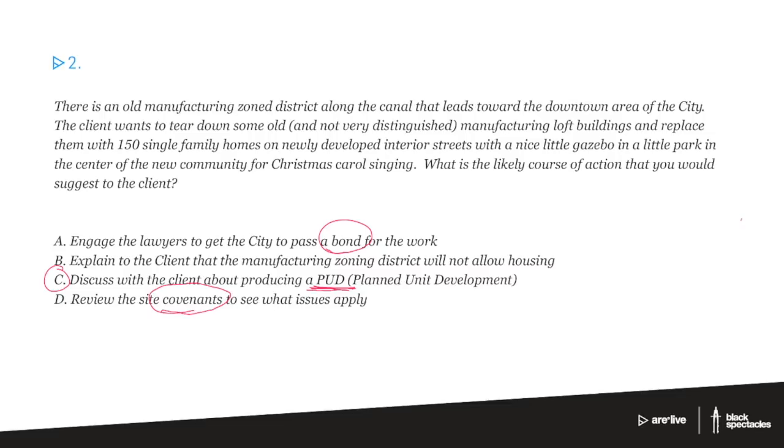Not every place in the country uses the term planned unit development. As far as I know, the exam does. For example, I'm in Chicago right now, and Chicago uses the term PD, planned development. But most people would use the term PUD. And what that says is, we're going to write a new code for this site and give it to the city and say, this is what we want to do. And if the city agrees, then they just accept your code. It goes through and becomes part of the zoning code.